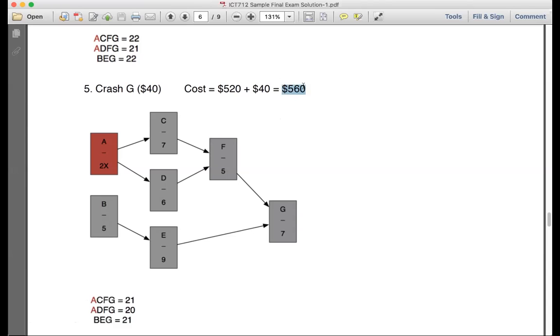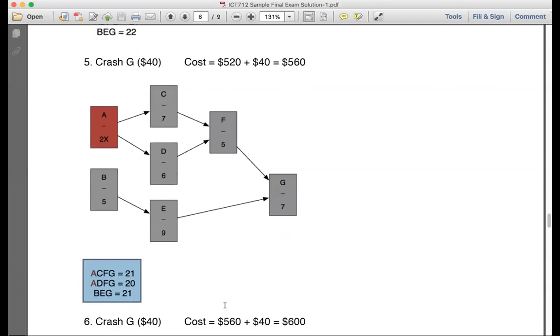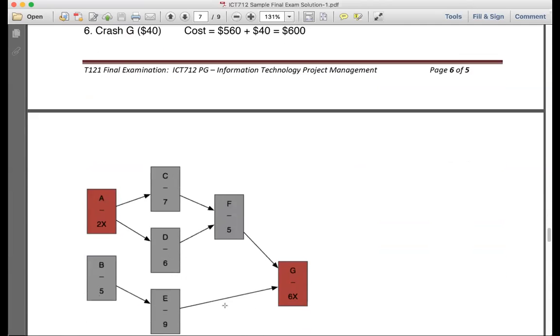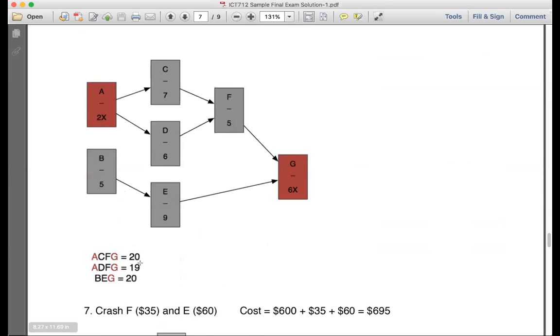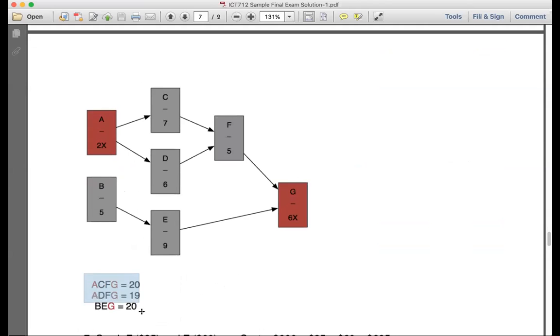Yeah, and you see, I fixed it as 560 here. So 560 plus 40 equals how much? 600. Instead of 7, what do I write? 6x, because I can't crash it anymore. I've already crashed it once already. And instead of 21 and 21, what would I have? 20, 19, 20. That's what I have here. You can see the G is now in a different color, and all the durations here have been reduced to 20.